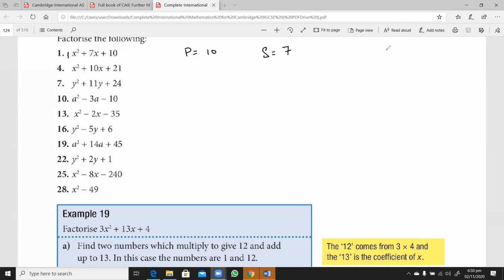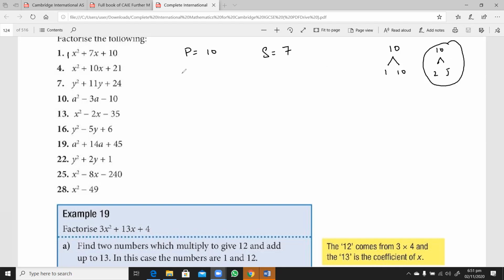Yes? 2 and 5, the product is 10. Now this 10 can be written as 1 times 10, or 2 times 5. It can also be minus 1 times minus 10, and minus 2 times minus 5. But since the sum is 7, we're going to use this one.